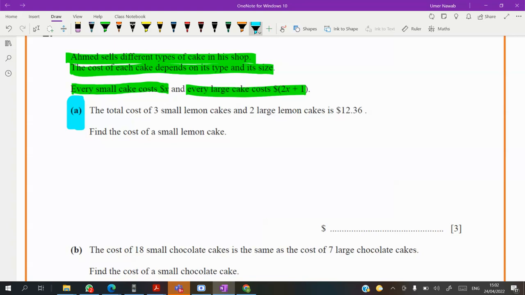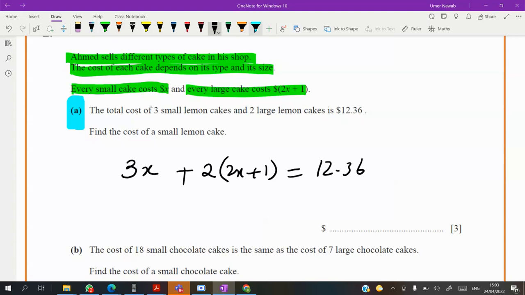Now if we have 3 small cakes, the total price for the 3 small lemon cakes will be 3x. Plus one large cake costs 2x plus 1, and he is buying 2 large lemon cakes, so 2 bracket open 2x plus 1. The total cost is given as 12.36.